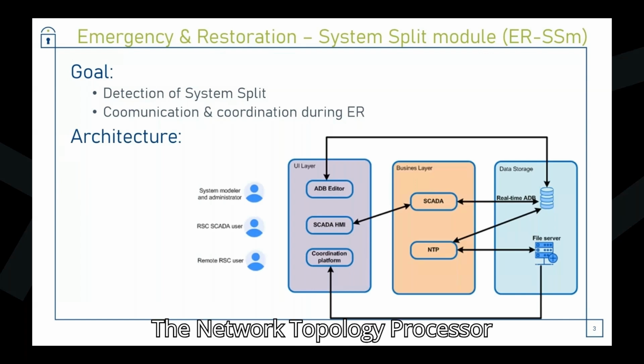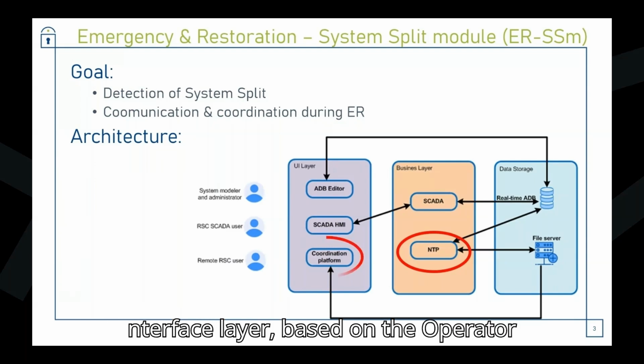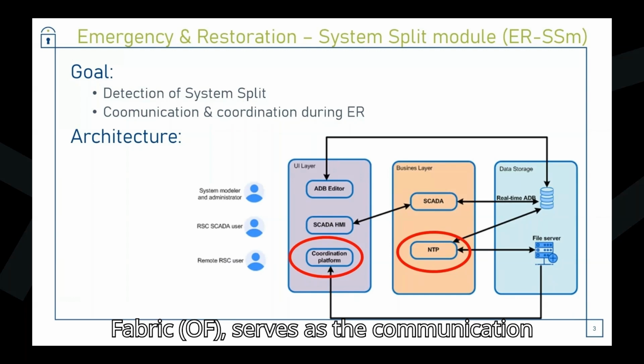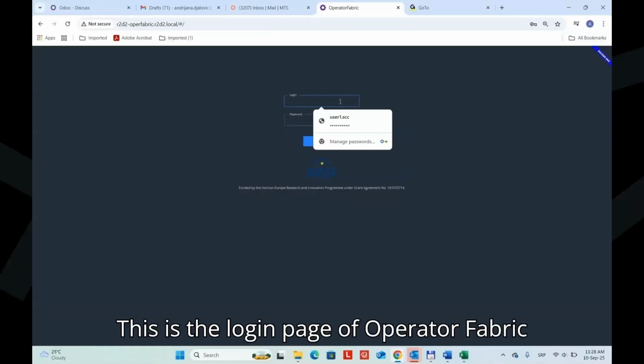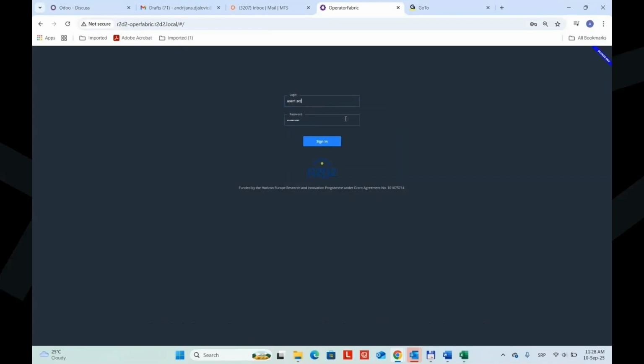The Network Topology Processor, NTP, from the business layer identifies electrical islands based on network topology. The coordination platform from the user interface layer, based on the operator fabric, OF, serves as the communication medium for coordination. This is the login page of operator fabric, accessible through any web browser.